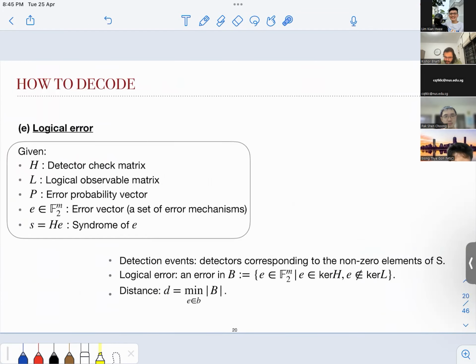Given all this information, like information about some syndrome which is related to your error, a logical error is nothing but those errors which are in the kernel of H, but are not in the kernel of L. So H is saying no error, everything fine, but actually there is a logical error, it's not in the kernel of L. And that's what you will call a logical error.